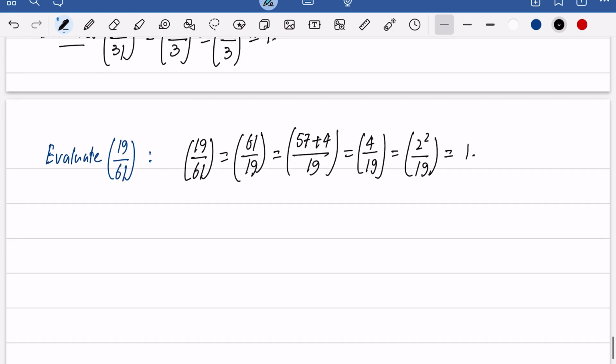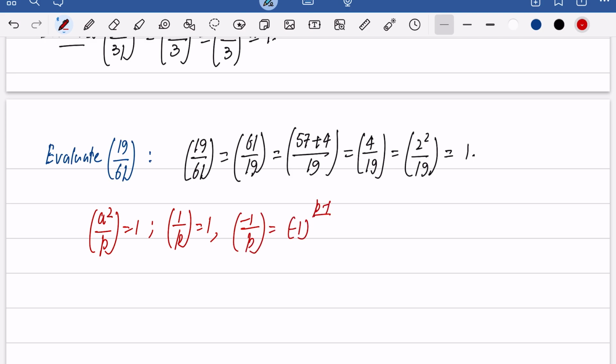Therefore, in order to evaluate the Legendre symbol of an integer, we have to use the quadratic reciprocity law and just a few properties: a square by p is always equal to 1, 1 by p is always equal to 1, and minus 1 by p is equal to minus 1 power p minus 1 divided by 2. So these are the only three properties that we need to remember along with the quadratic reciprocity law to evaluate the Legendre symbol p by q.